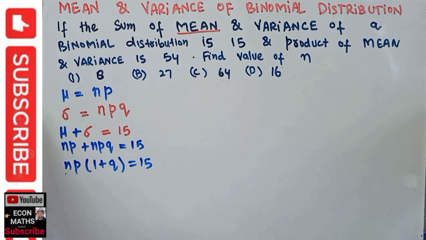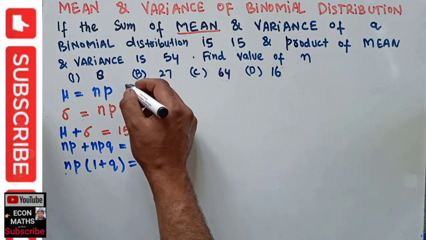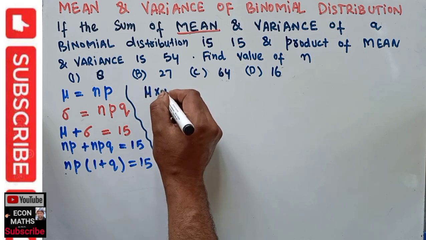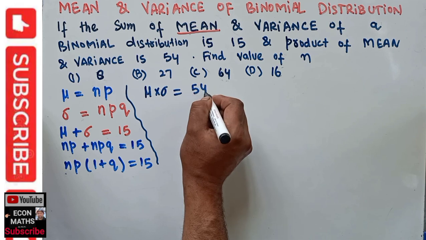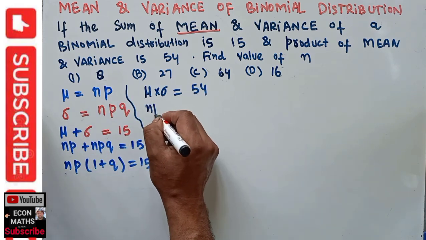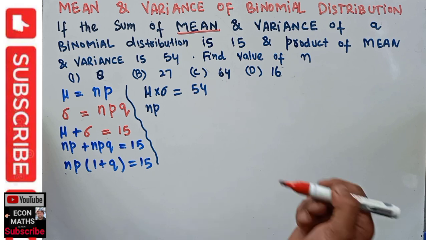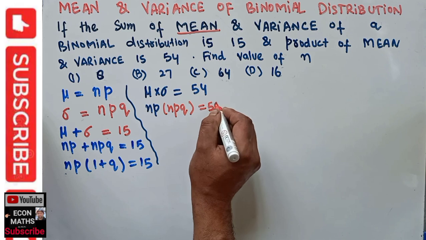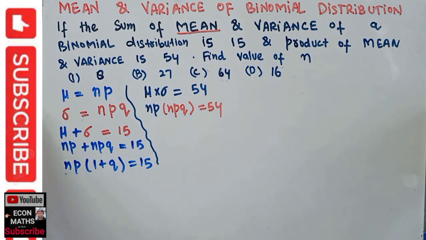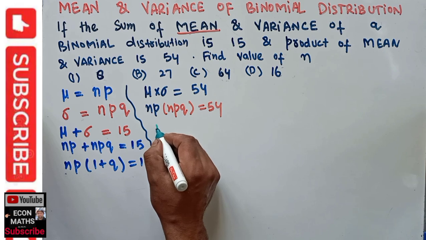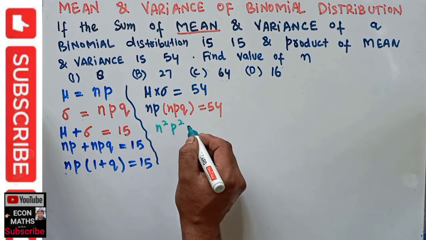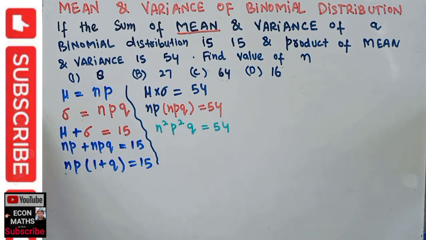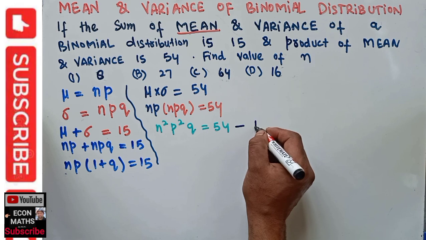Now the product of mean and variance, that means mu into sigma squared, is given as 54. So mu is np and variance is npq. So we have np times npq equal to 54. This becomes n squared p squared q is equal to 54. Let us call this equation second.